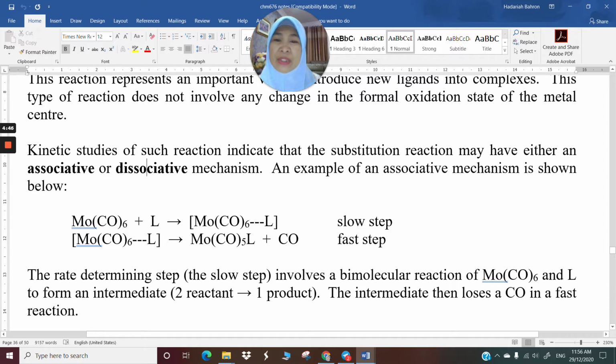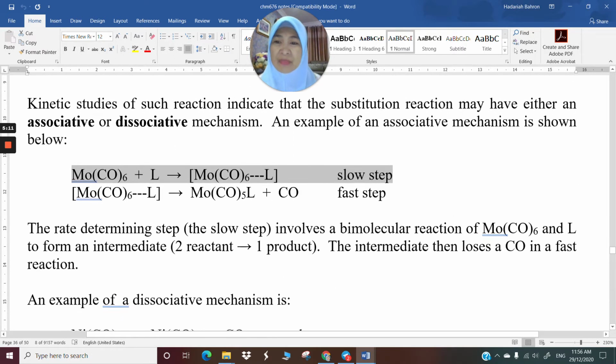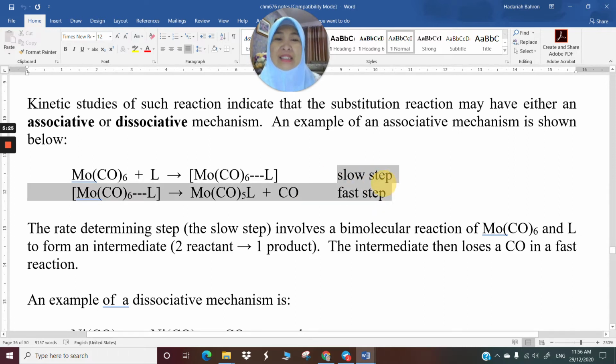Associative mechanism is when you have an addition. This is an addition reaction if you have a look: MoCO6 plus L, you get MoCO6 with L attached to it. If this first step is a slow step, then we say that substitution reaction goes through an associative mechanism. This MoCO6L will very quickly turn into MoCO5L with a release of CO. That is a fast step. So being a slow step or the rate determining step, an addition reaction makes that reaction go through an associative mechanism.